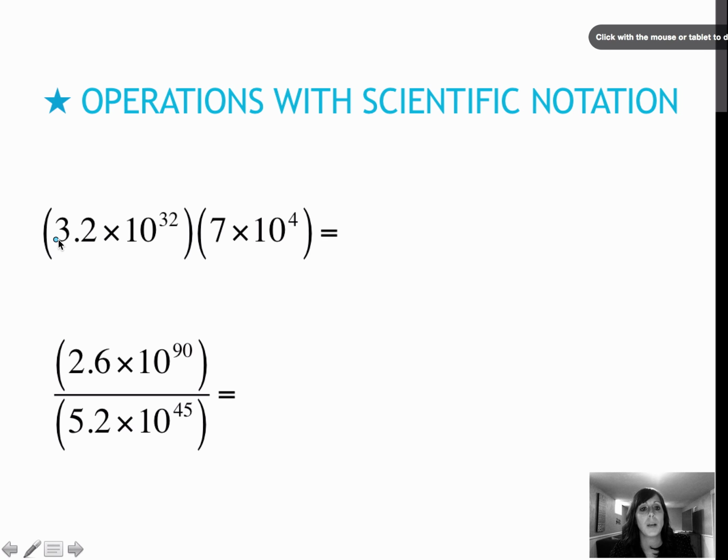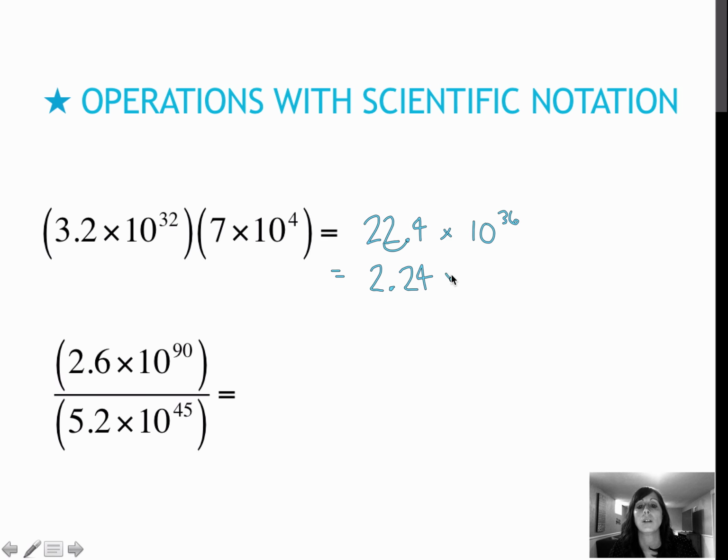For my first example, I'm going to take 3.2 times 7, and I get 22.4. And again, this is a multiplication question, so I'm going to add 32 and 4 to get 36. I'm not okay with a value that is greater than 10 here, so I'm going to have to move it to the left one position to give me 2.24 times 10 to the 37th, because I'm going to have to move it one more position to get back to the value that I want.